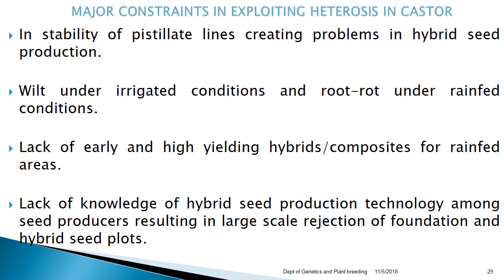Major constraints in exploiting heterosis in castor. One reason is instability of pistillate line, creating problems in hybrid seed production. Second is wilt under irrigated condition and root rot under rain-fed condition. Lack of early and high-yielding hybrids or composites for rain-fed area. Lack of knowledge of hybrid seed production technology among seed producers, resulting in large-scale rejection of foundation and hybrid seed plots.